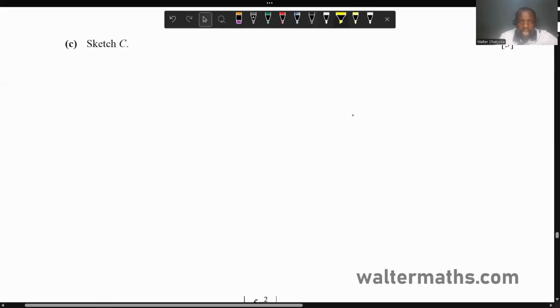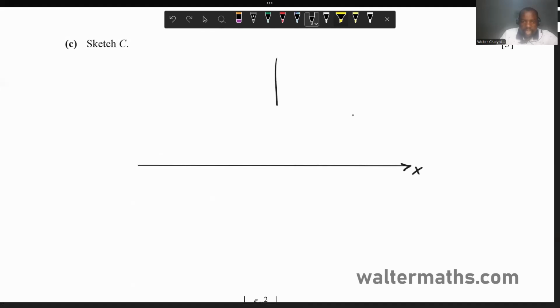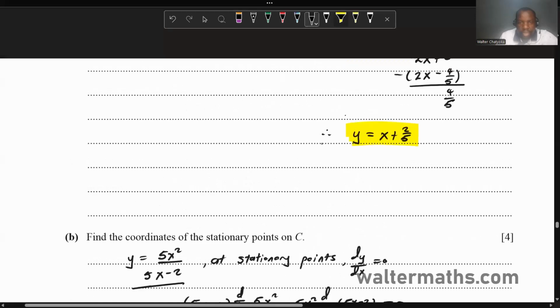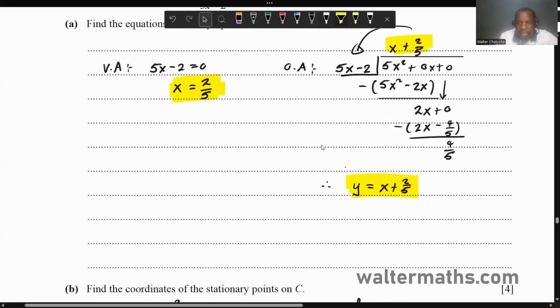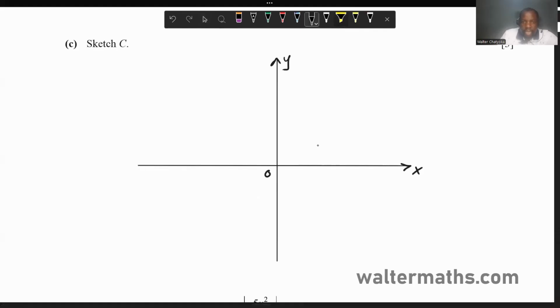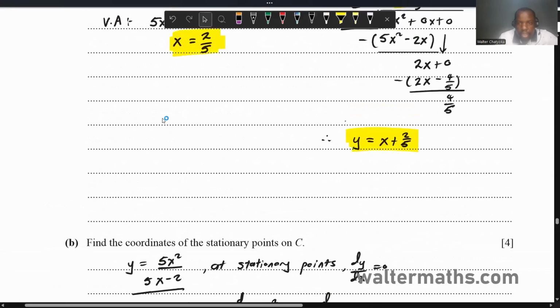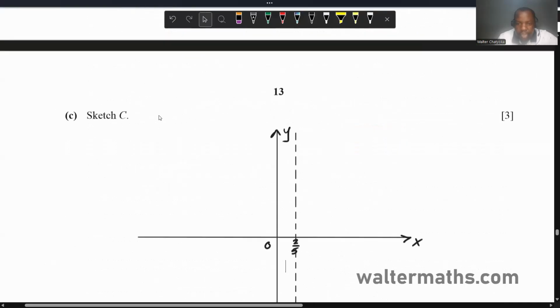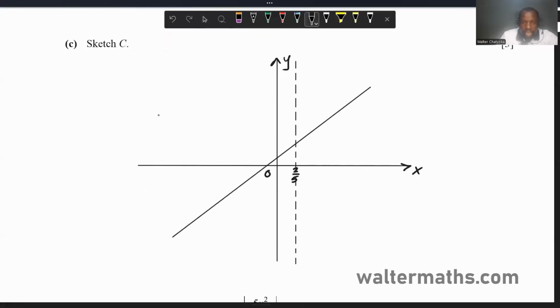On part C, they say sketch C. Right, so we have the x-axis, and this is the vertical axis here, that's y, and the origin. We have the asymptotes. x is equal to 2/5 can be this line here. So we have 2/5 here. Then the other asymptote is an oblique asymptote, y is equal to x plus 2/5. So it should go like this. So we know that it intercepts the y-axis at 2/5.